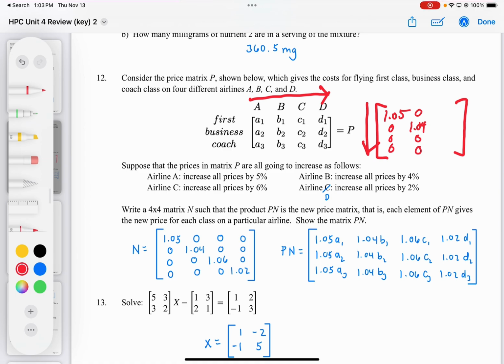And then when I am multiplying by my values for C, so these two are going to multiply, and then B sub 1 times 0. And then when I get to C sub 1, I want that to get multiplied by 1.06. So 1.06 is going to go there, 0 below. And then my last one, of course, is going to be 1.02.